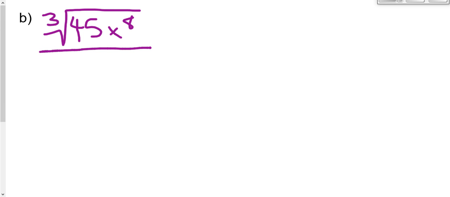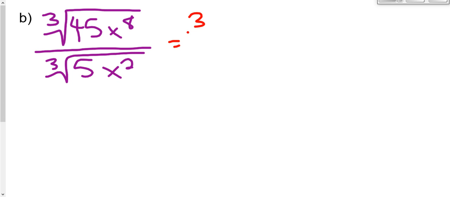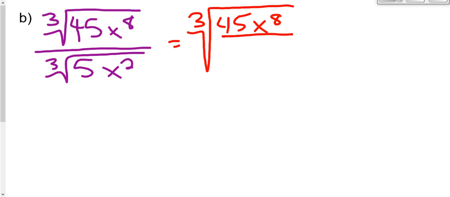This example has the cube root of 45, there's that number again, x to the 8th, and I'm going to divide that by the cube root of 5x squared. Because I have the same cube root over the numerator and the denominator, the same index of 3, I can go ahead and combine those under one giant cube root like this. And inside I have 45x to the 8th divided by 5x squared.